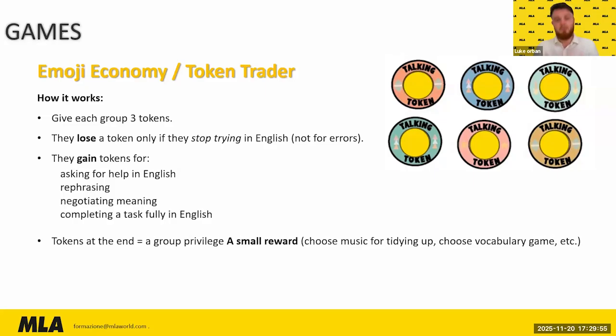Okay, and then if they're not trying, if there's no effort, you can remove them from the group. But if a group is showing particular effort and doing these things that are on the screen, so asking for help in English or completing a task fully, they will then get more. Every group starts with three, and they can be reduced down or elevated up. The group that has more tokens is the one that gets a reward.